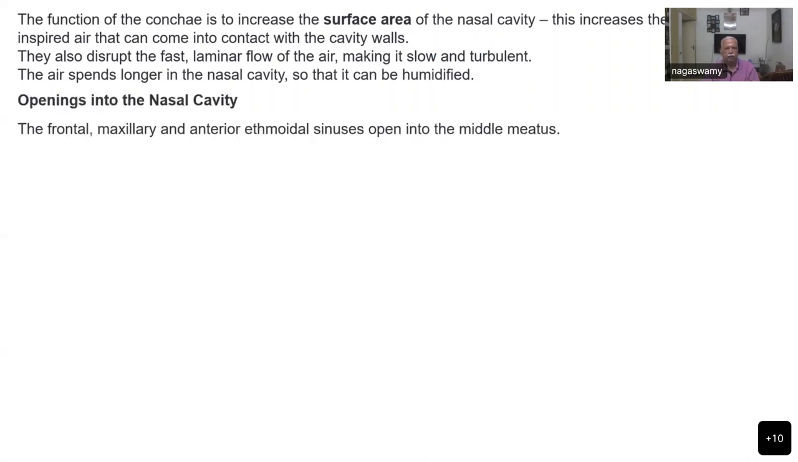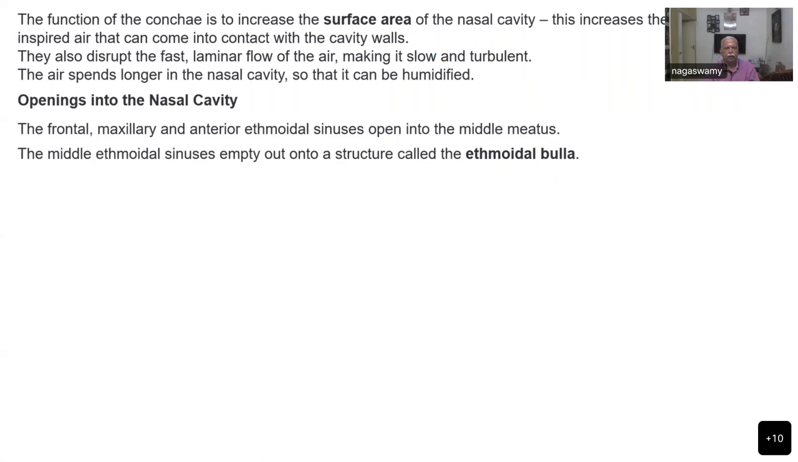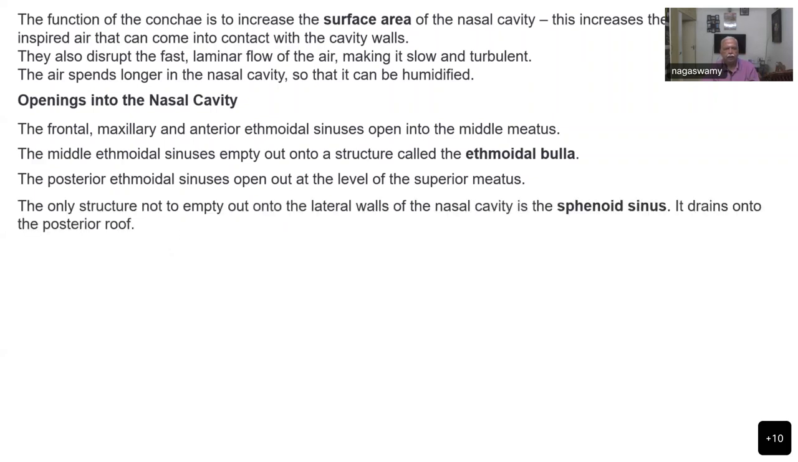What are the openings into the nasal cavity? The frontal, maxillary, and anterior ethmoidal sinuses, all of them open in the middle meatus. The middle ethmoidal sinus empties into a structure called the ethmoidal bulla, and the posterior ethmoidal. Actually, ethmoidal sinuses, they are 3: anterior, middle, and posterior. So the anterior alone opens into the middle meatus. The middle and posterior open at the level of the superior meatus. The only structure not to empty onto the lateral wall of the nasal cavity is the sphenoid sinus, and it drains into the posterior roof.